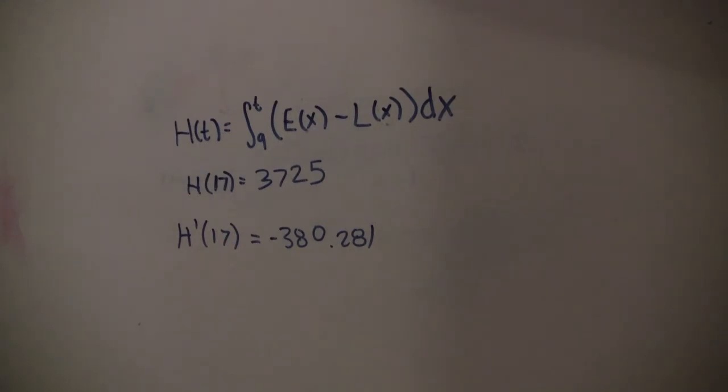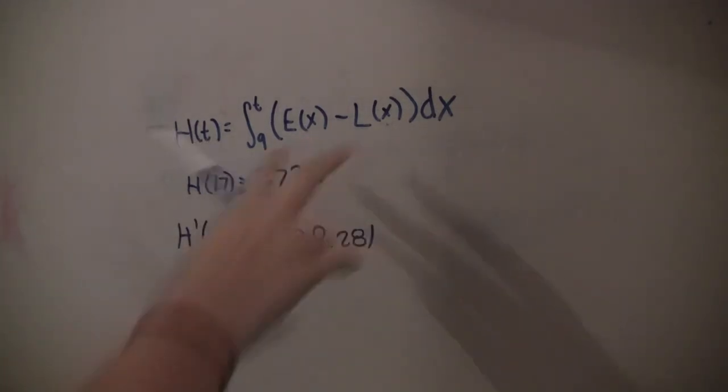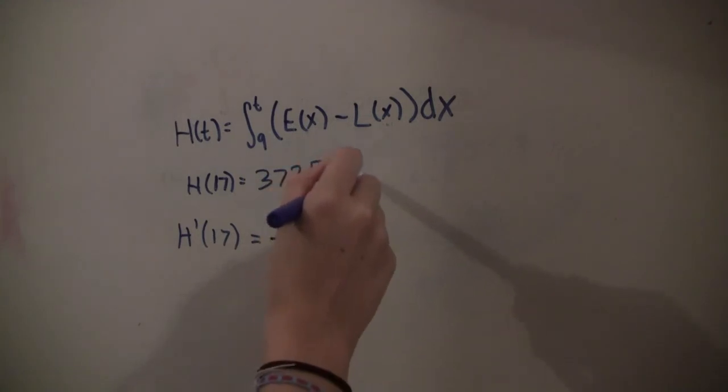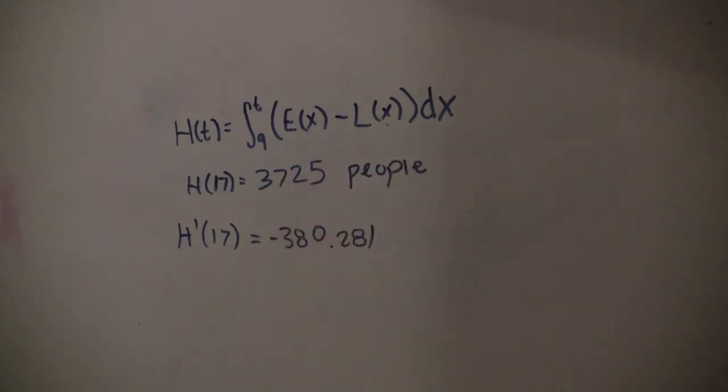So what's important for us here in this lesson is understanding what the meaning of h of 17 and h prime of 17 is in the context of the park. Since they give us h of 17 is 3,725 and it's the integral of the difference of these rates, that means that h of t, by our net change theorem, is going to be a quantity. So this h of 17 right here means 3,725 people, because it's a quantity and people are a quantity.